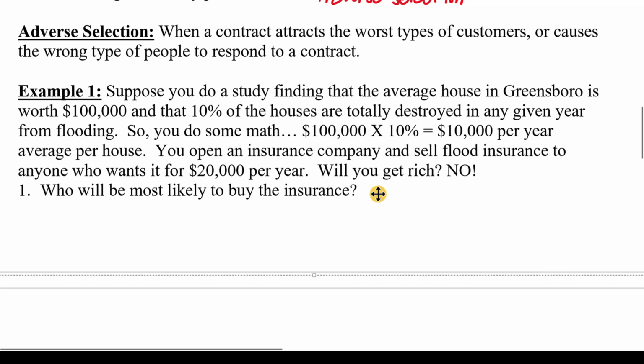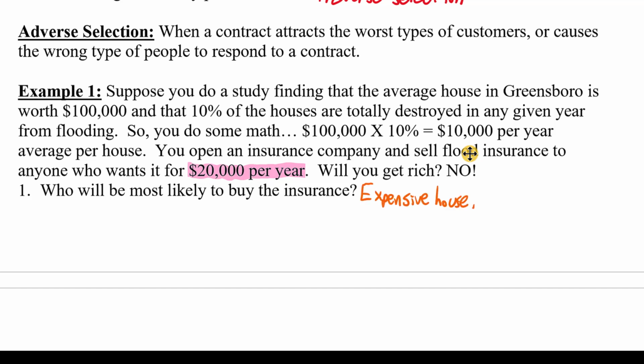Remember, on average, houses are worth $100,000, and on average, 10% of houses get washed away. So what kind of house might you live in where you would be really interested in buying this insurance for $20,000 per year? Two kinds of houses. Number one would be a very expensive house. Suppose you lived in a tiny little shack, and this little shack you lived in was only worth $15,000. Are you going to be willing to pay $20,000 per year to insure it?